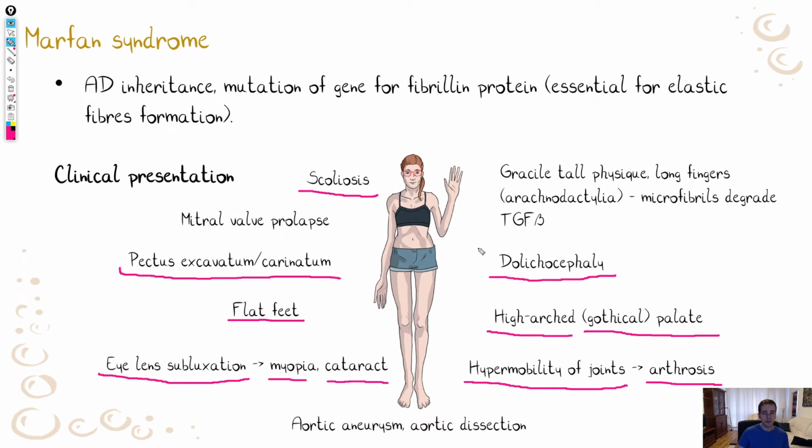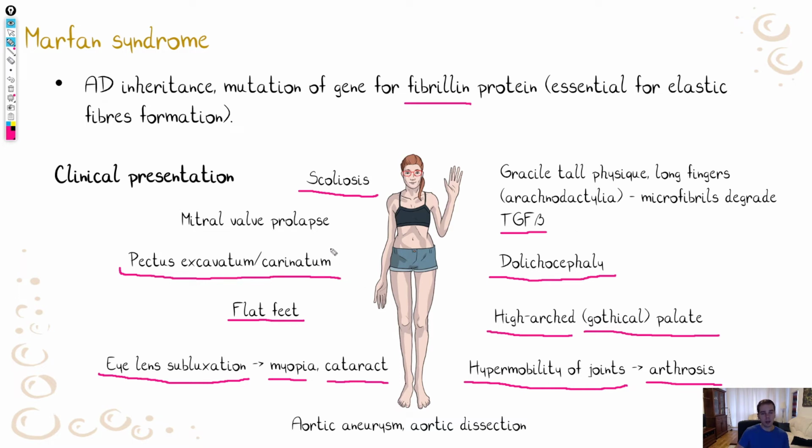And patients with Marfan have typical physique. They are very tall, very slim, gracile, with long fingers. The reason for this is that the microfibrils normally ensure or help to degrade transforming growth factor beta. And in Marfan syndrome, there is impaired structure of microfibrils because of the mutation in fibrillin. So also the degradation of transforming growth factor beta is impaired in those patients. And the growth factor activity is accelerated.